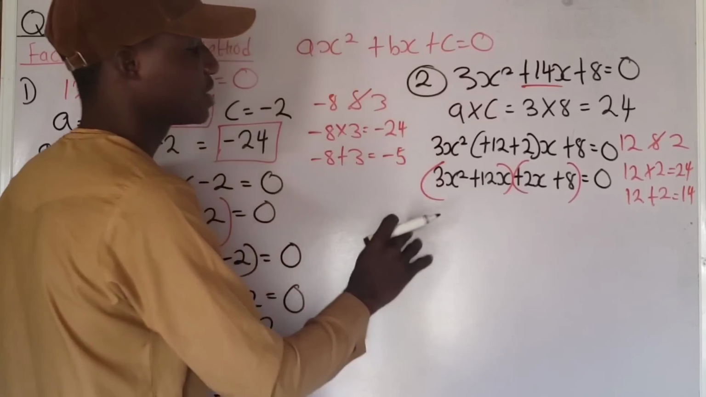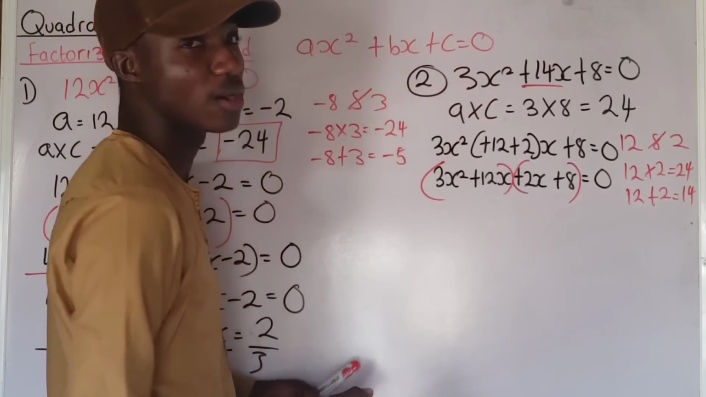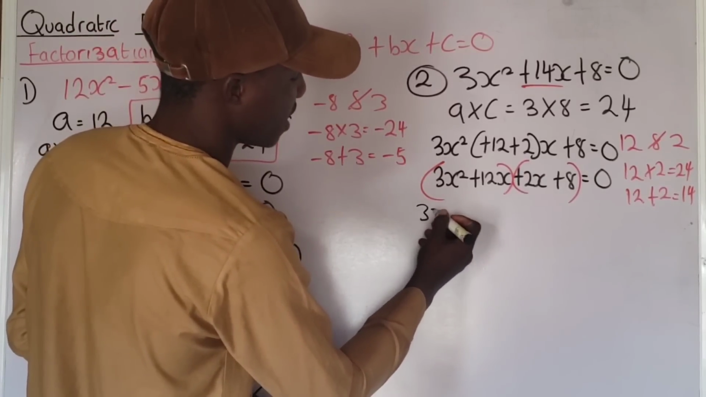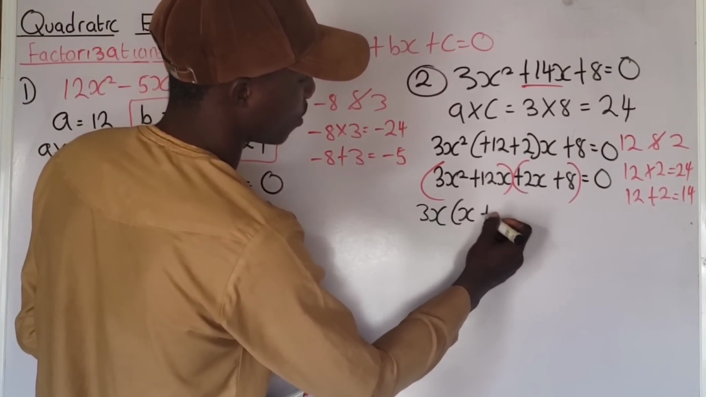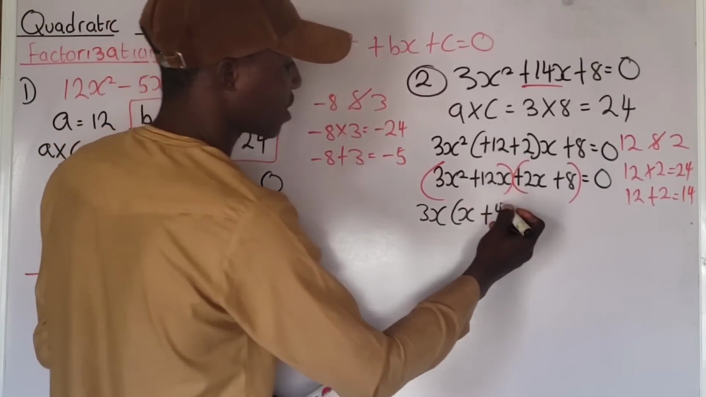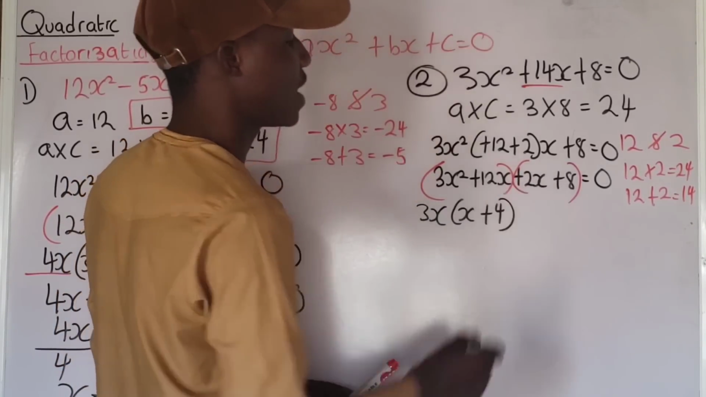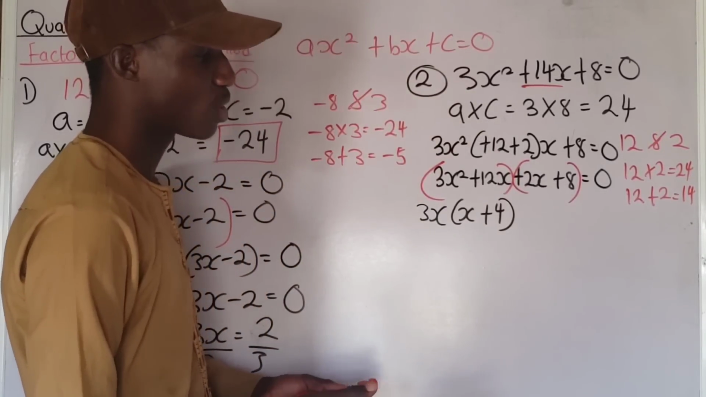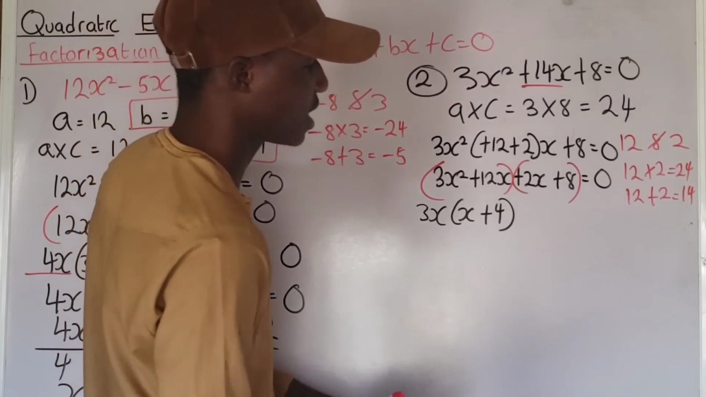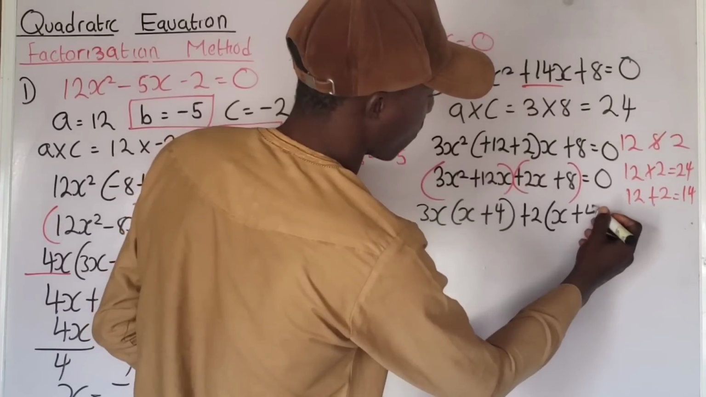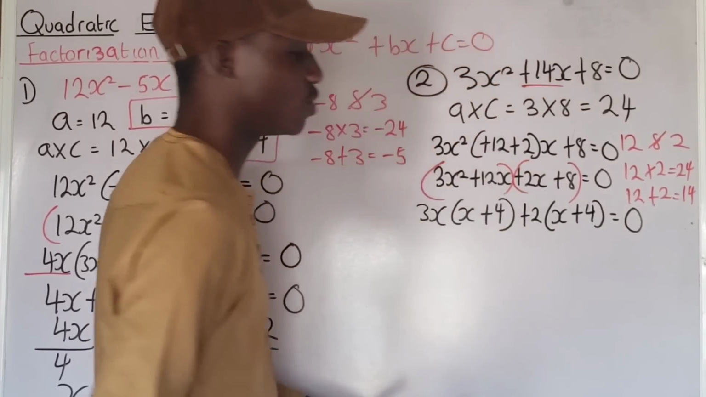Now, what is the common factor of 3x squared and plus 12x? The common factor is 3x. So I'm going to have 3x into bracket x plus 4. Now, for the second part, what is the common factor between 2x and 8? The common factor is plus 2. So I'm going to have plus 2 into bracket x plus 4. This will be equal to 0, you understand?